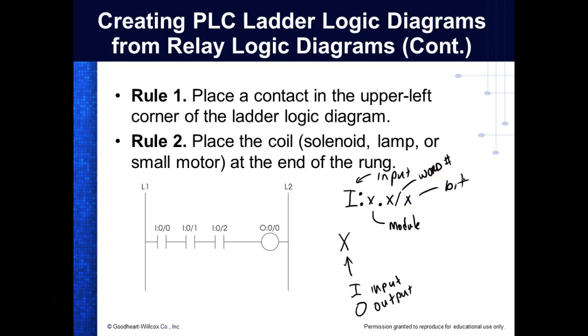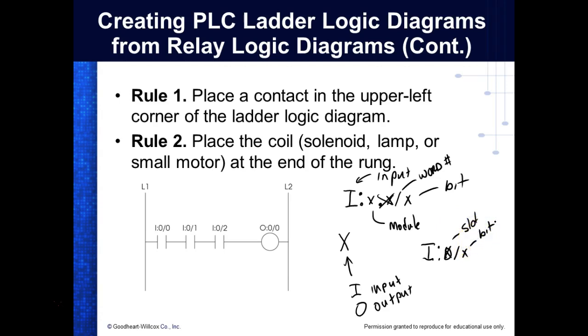Now this is the full addressing scheme for Allen Bradley. We don't have any 32-bit modules, so that means this part right here is gone. So our address is going to be I, and then we'll put the slot number, and then a slash, and then the bit number. So this is the what? And this right here is the what?